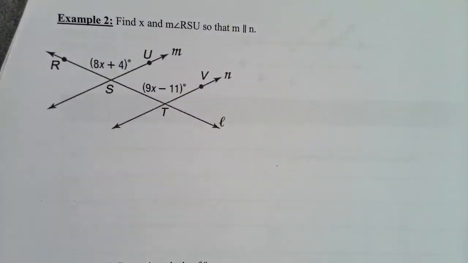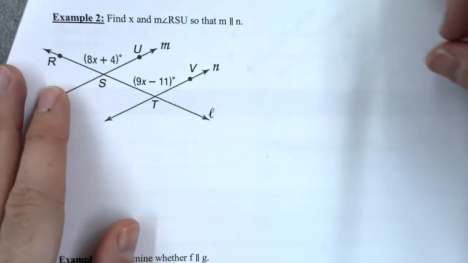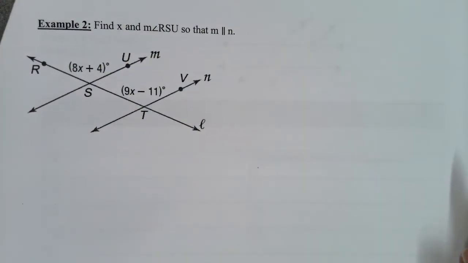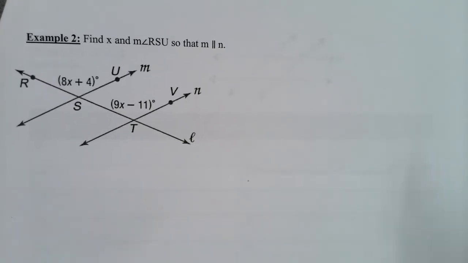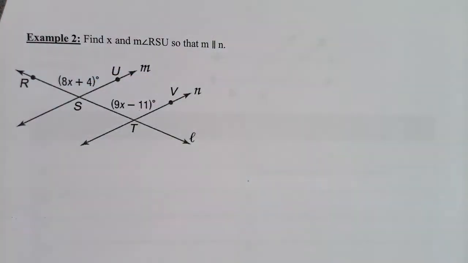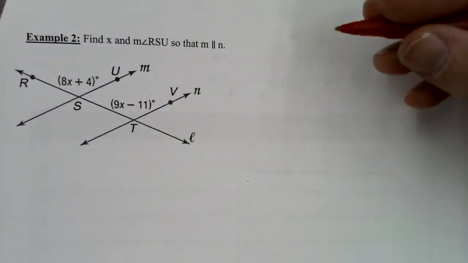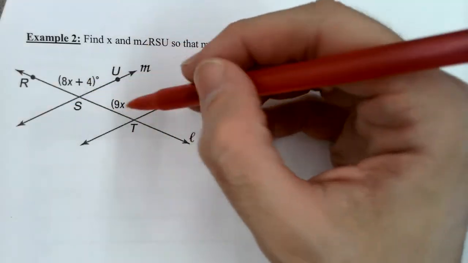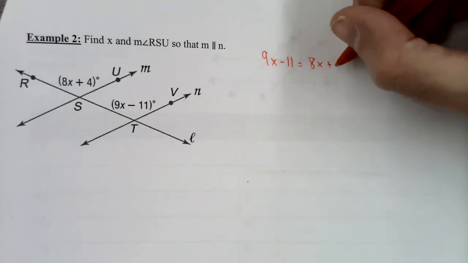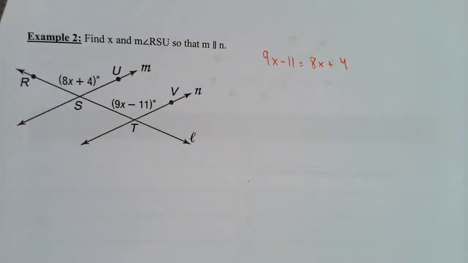Example 2. Find x and the measure of angle RSU so that M is parallel to N. Well, the two angles labeled, those are corresponding angles. If they are congruent, then M is parallel to N. So the x value that makes them parallel is the x value you get when you set them equal to each other and solve. So I'll do 9x minus 11 equals 8x plus 4. And I'll solve that for x.